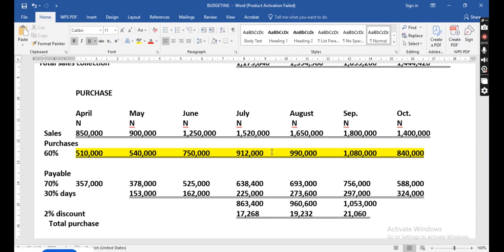Sir, the figure for the total sales for August is wrong. What I have here is 966,600. Okay, next. Which one again? So the figure for the discount is now 19,332. For August, yes, 19,332. Still wrong. Next, September.